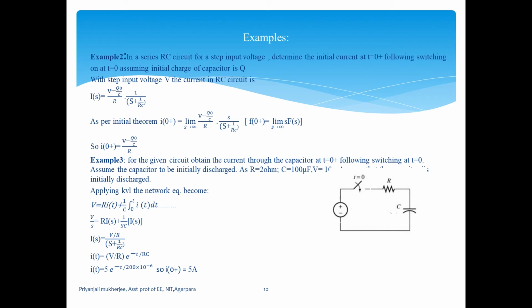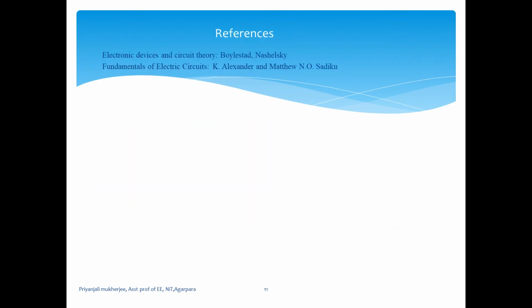Putting the value V equal to 10 and R equal to 2, V by R becomes 5 into e to the power minus t divided by R into C. The capacitor value is 100 microfarad and R is 2 ohms, so RC becomes 200 into 10 to the power minus 6. So I(0) is equal to 5 ampere. In this way, without using the classical method, by using the Laplace transform, we can find the transient response of the circuit.